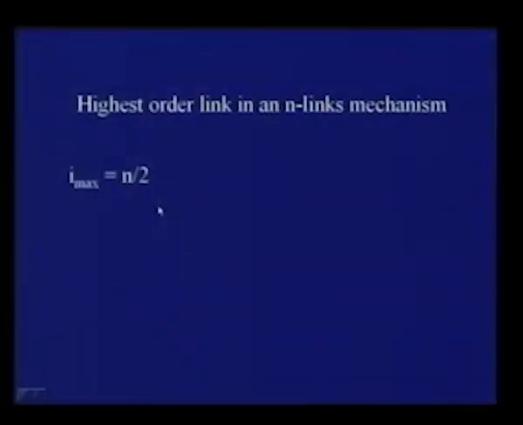So, we concentrate on these two results that we have just now derived. One is that the minimum number of binary links in a linkage must be 4, and the second is that the highest order link in a mechanism, that is i max, is n by 2.